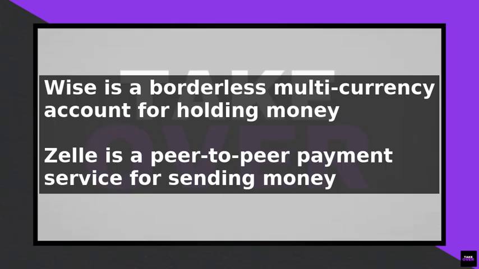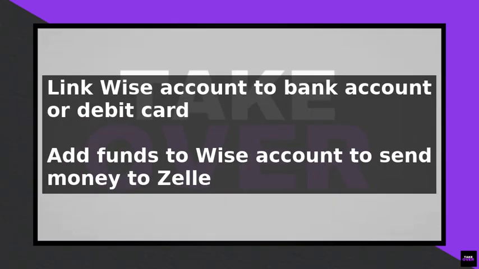In the United States, first, you need to link your Wise account to your bank account or debit card. This will allow you to add funds to your Wise account, which you can then use to send money to Zelle. To link your account, log into your Wise dashboard, click on the Add Funds button, and select your bank account or debit card as the funding source. Once your Wise account is funded, you can proceed to send money to Zelle.